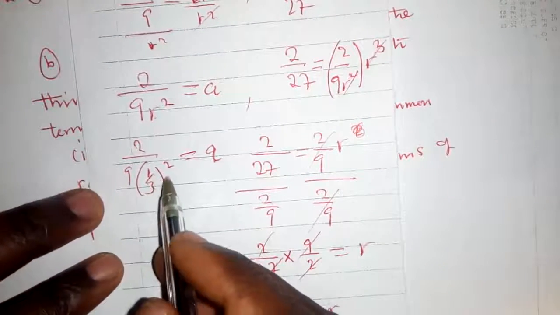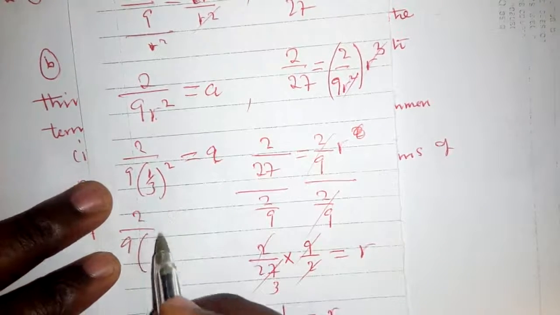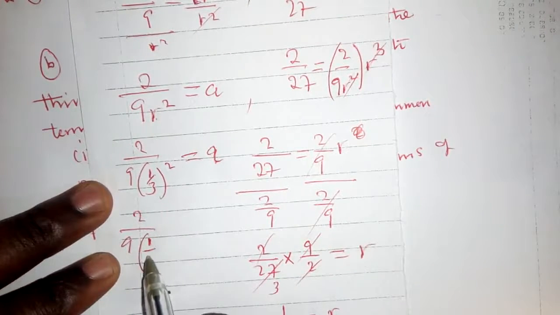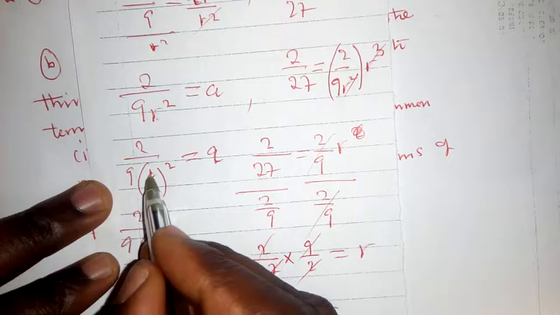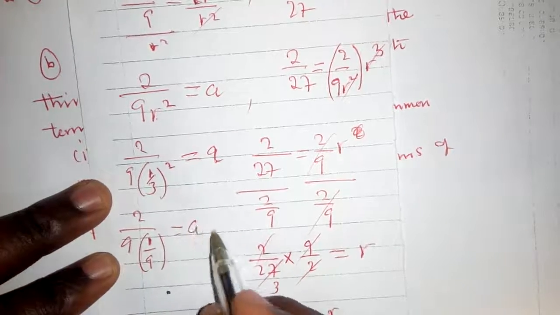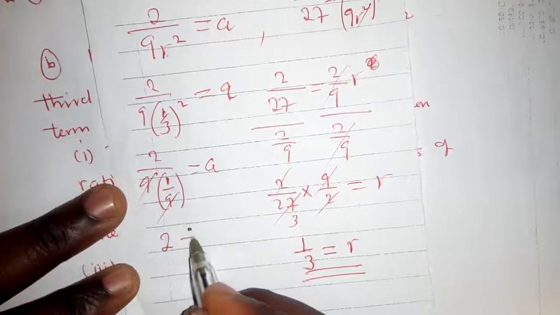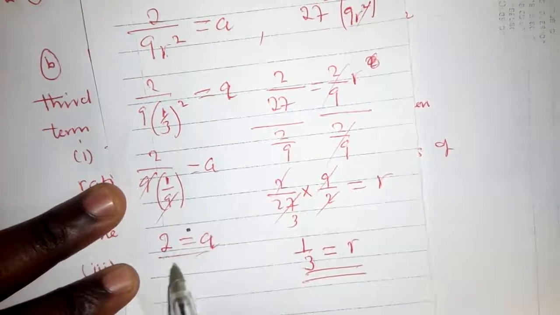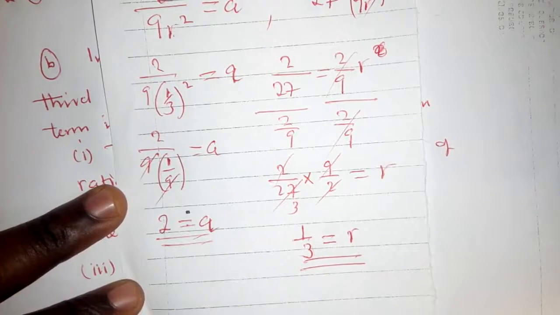So now here it can look like this, or it will look like this. Here we have 1 over 9, because this is the power: 1 to the power 2 is 1, 3 to the power 2 is 9, which is equal to a. So this 9 and this can go, and we remain with 2. So our a is equal to 2, and r is 1 over 3.